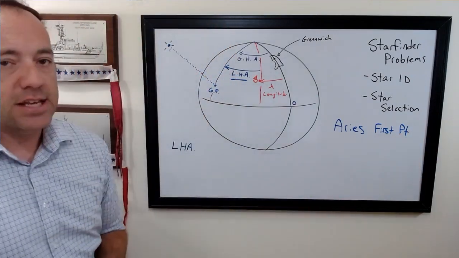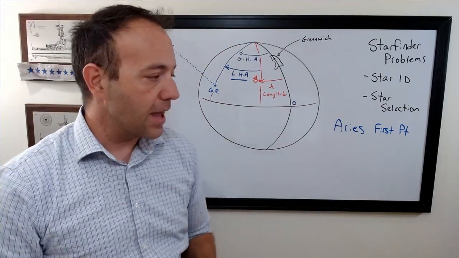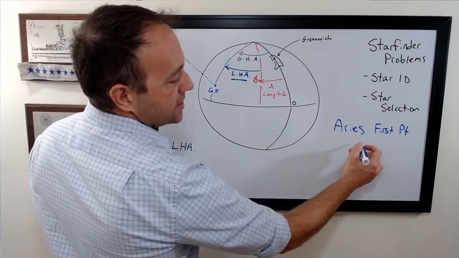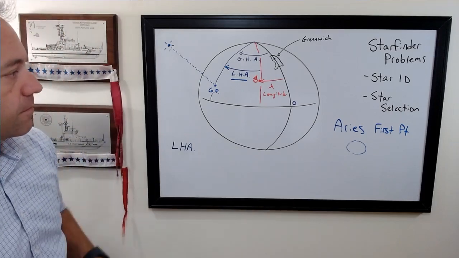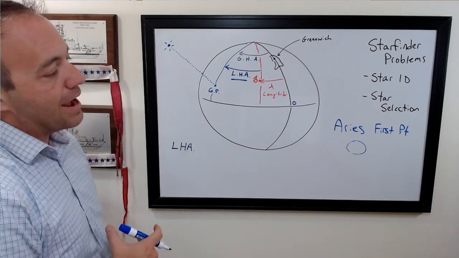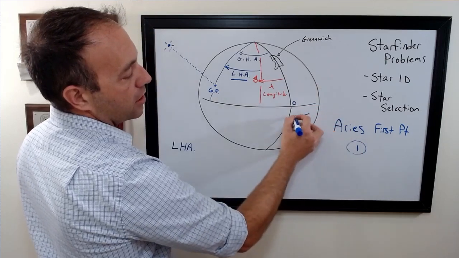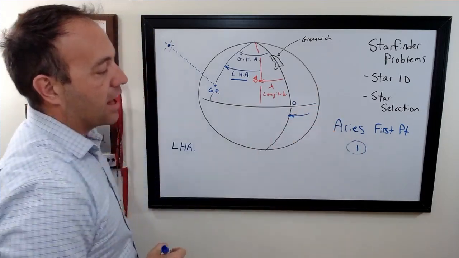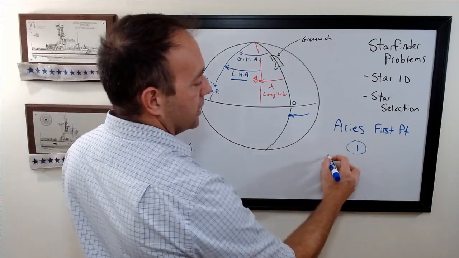Aries is a constellation up in the sky, and the first point of Aries is a point in the sky. It's not really that visible or apparent, but it's the point in the sky that crosses over London's longitude on the spring equinox, or the vernal equinox.